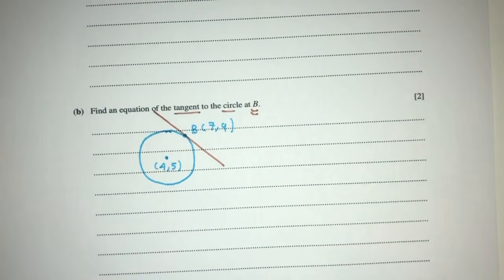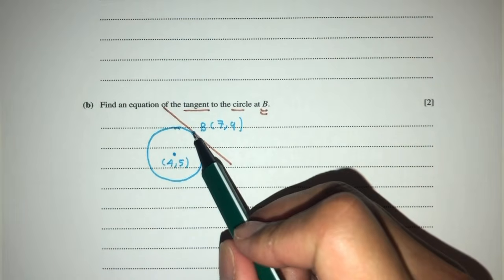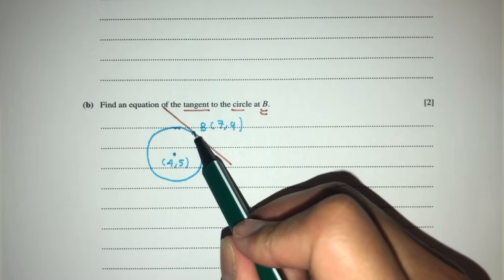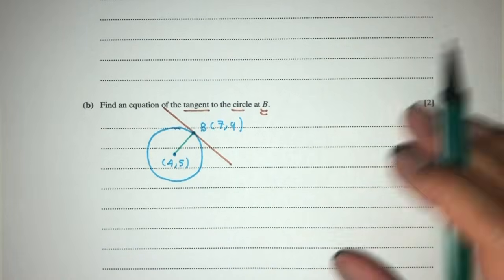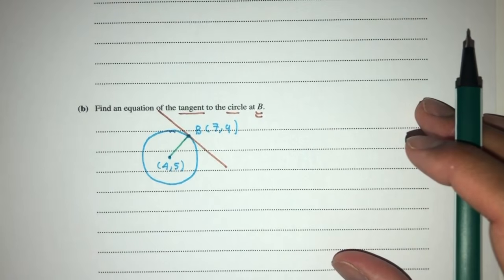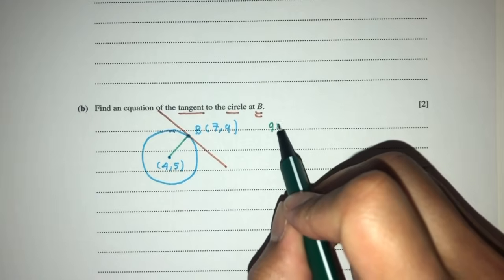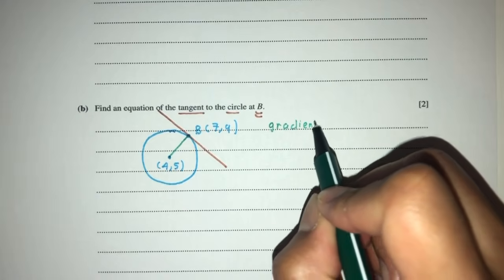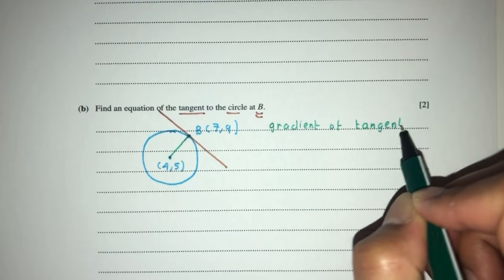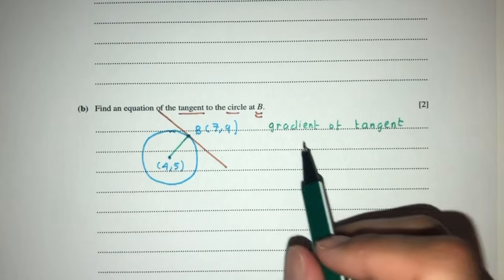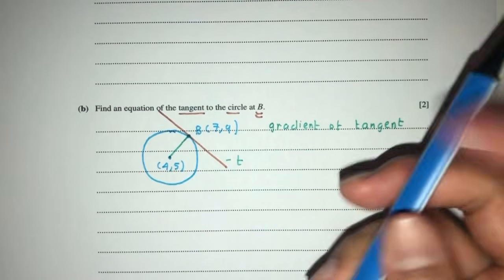Now again, we can play with the diagram to understand what we need to find. So if you join B to the center, we have this line. Now, to find the equation of a tangent, which is a straight line, we understand that we have to find the gradient of the tangent. That's the first thing we need to find. Now, according to the diagram, to find the gradient of this line, this is my tangent, we must first find the gradient.